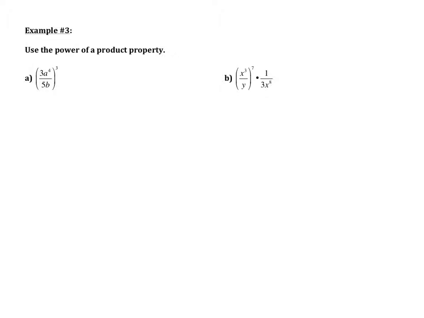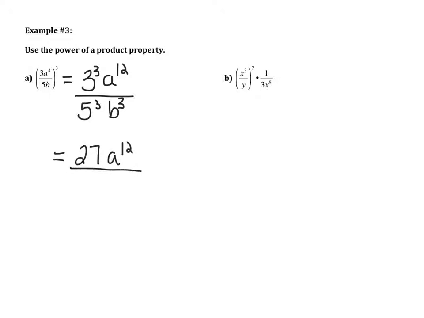So next, I'm just going to take everything to the third power. Remember, the 3 is technically to the first power, and the 5 is technically to the first power. So when I have a power to a power, I multiply the power. So it would be 3 to the third, a to the 12th, since 4 times 3 is 12, over 5 to the third, b to the third. So the last thing I want to do is just multiply everything out. 3 to the third is 3 times 3 is 9, times 3 again is 27, and the a to the 12th would stay as it is, divided by 5 times 5 is 25, times 5 again is 125, and I have b to the third.